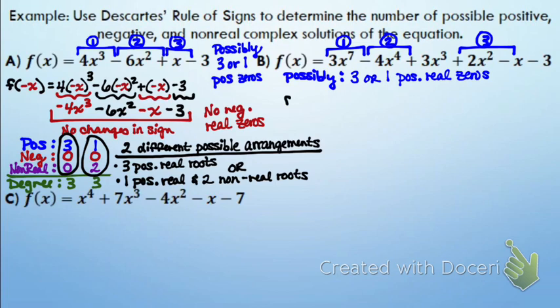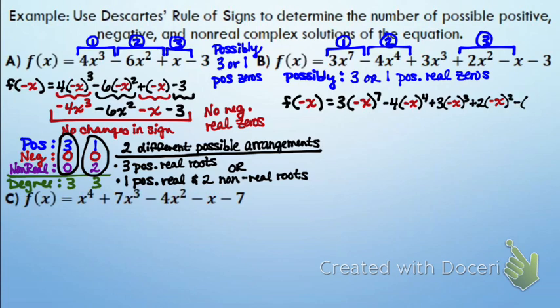Then we're going to substitute in with negative x. We'll simplify, and then we'll count those sign changes. So 3 times negative x to the 7th, minus negative x to the 4th, plus 3 times negative x cubed, plus 2 times negative x squared, minus negative x, minus 3.